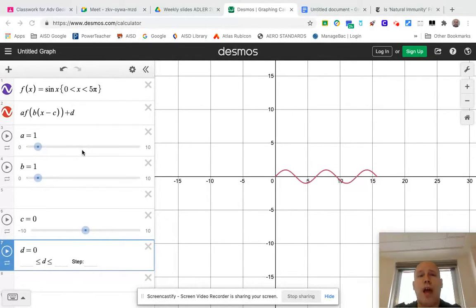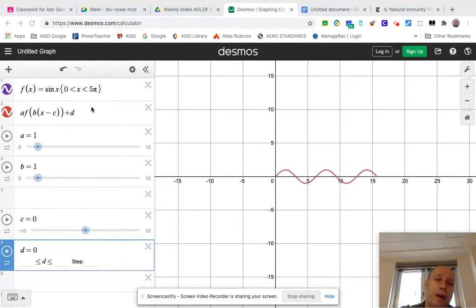So I wrote the function f of x equals sine of x from 0 to 5 pi, and I made some algebraic adjustments. I multiplied the function times a, and then inside I subtracted c from x, then multiplied it by b, and then I added the whole thing to d. So you can kind of guess that the b and the c will affect the x, and the a and the d will affect the y value.